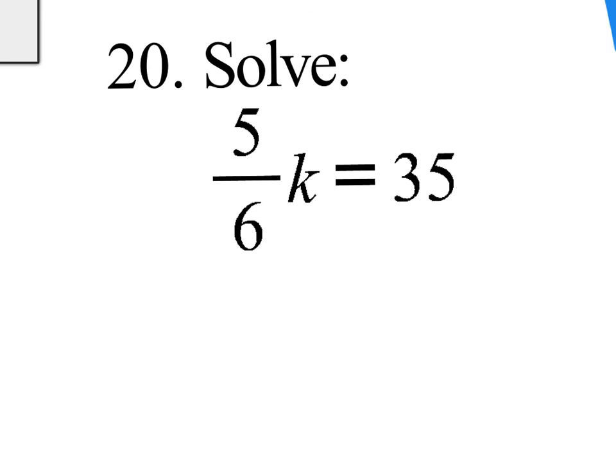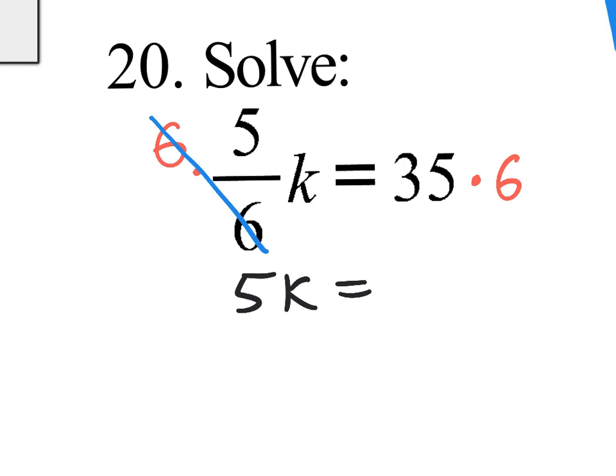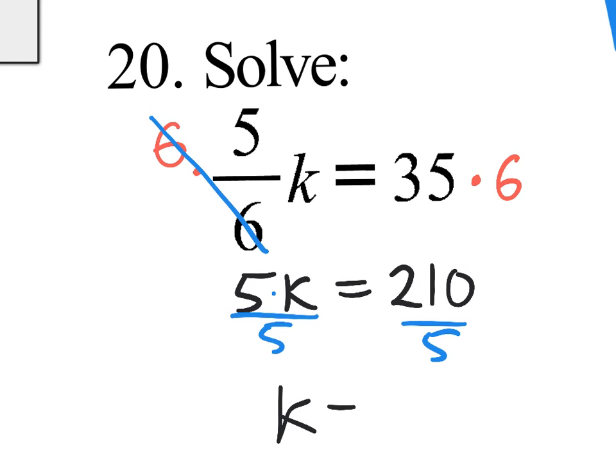The last question on this practice test. We have a fraction. Let's get rid of that fraction by doing the opposite of the divided by 6, which is multiplying by 6. What I do to one side, I do to the other side, multiply by 6. 6 divided by 6 is 1. I have a 5k left over. The equal sign comes down. With a calculator, 35 times 6, just to be on the safe side, is 210. And my final step will be to divide by 5. So I will get k equals 210 divided by 5, which on a calculator is 42.